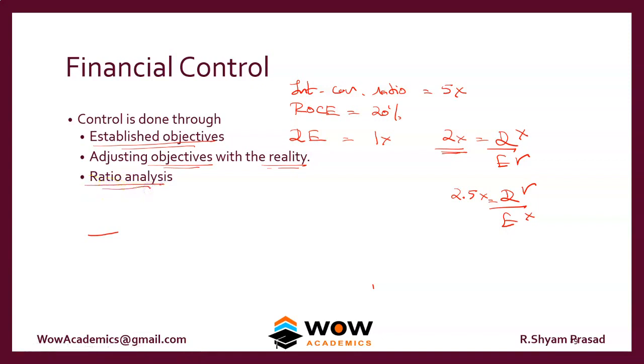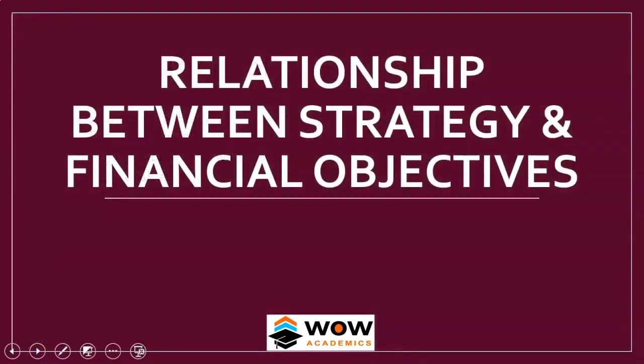through ratio analysis. So these are again ratio analysis. Okay, so financial planning and financial control are both simultaneous elements here. So that's how it works. We'll see the relationship between strategy and financial objectives.